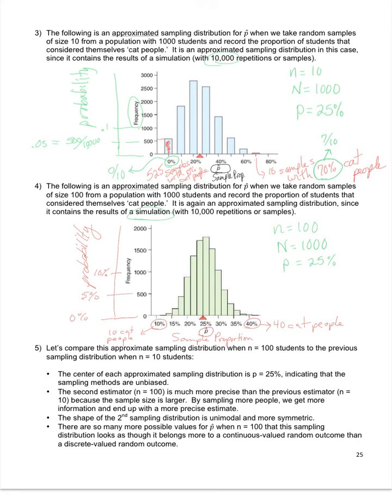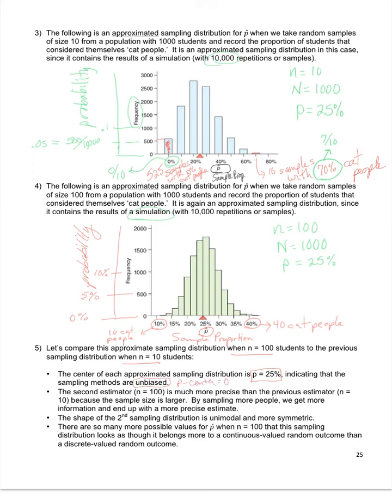All right, so let's compare this approximate sampling distribution when n equal to 100 students to the previous sampling distribution when n was 10 students. Notice that the center of each approximated sampling distribution is at p equal to 25%, indicating that the sampling methods are unbiased. Again, the difference between p and the center of the distribution, the mean, was 0.